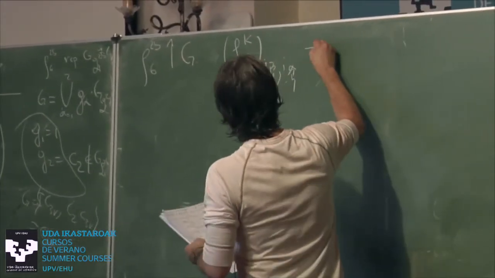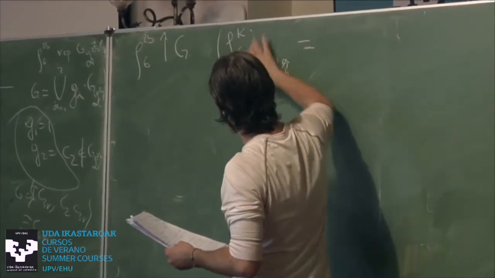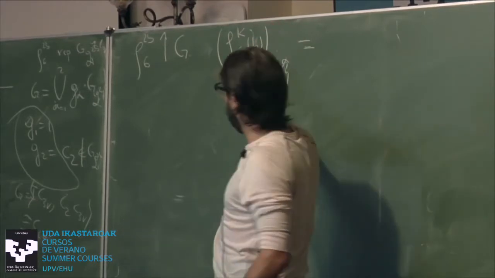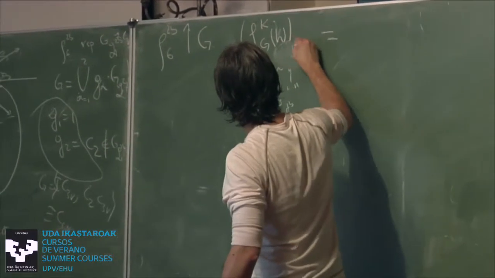Okay, so I have this representation, and I need to put the representation. The representation takes a value in every element of the group. So this is J beta I alpha.